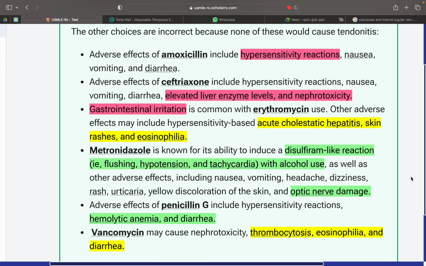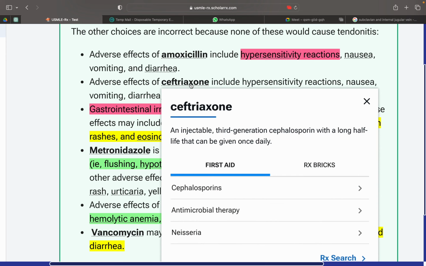No, I'm not asking you a question. I'm just telling you to keep in mind that the adverse effects of amoxicillin are hypersensitivity, nausea, vomiting, diarrhea, NVD. Okay, and for ceftriaxone, which are the adverse effects?